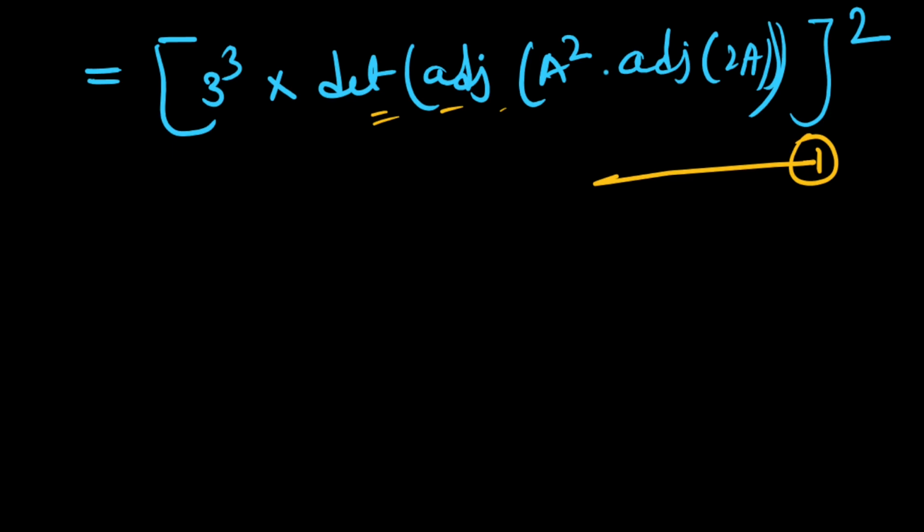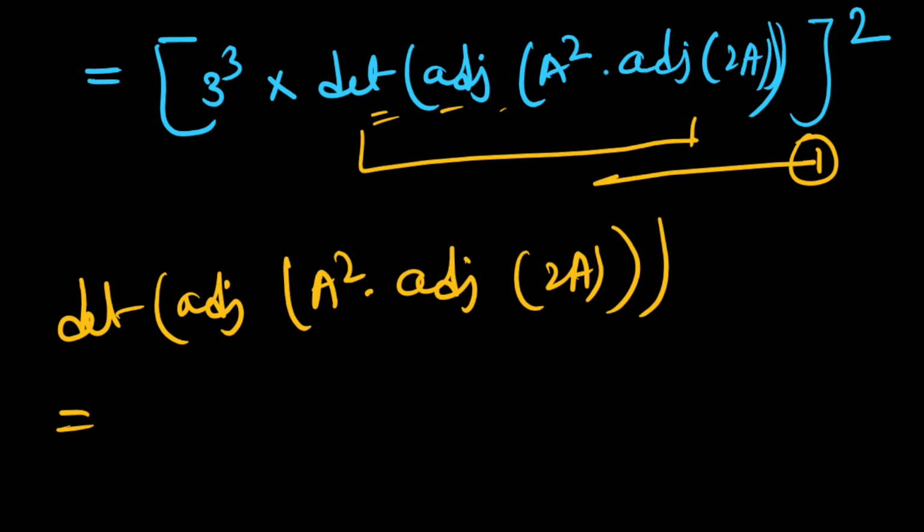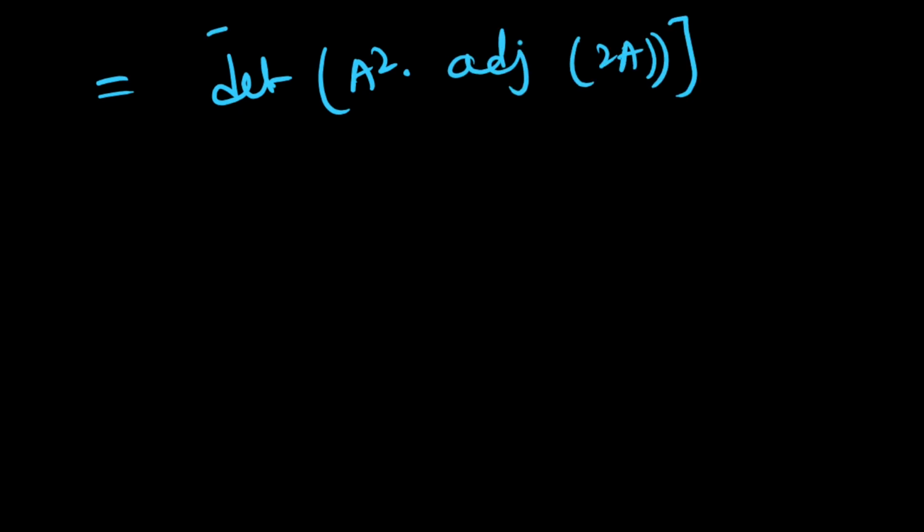Now we want to find the value of the determinant of adjoint of A square into adjoint of 2A. This value is the determinant of this matrix power P minus 1, where P is 3, so that is 2. So the determinant of A square into adjoint of 2A, this matrix power 2. Therefore we get the determinant of A square into adjoint of 2A, power 2.